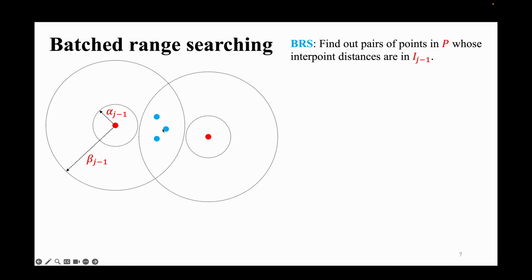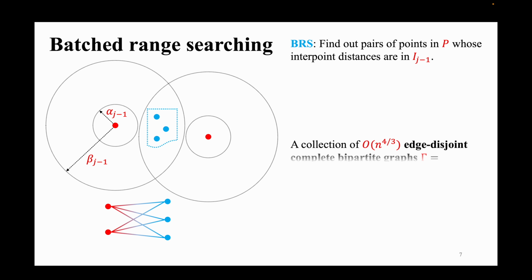Now let's consider another red point in P. We can see that those 3 blue points are also in the ring region corresponding to this red point. So actually we can pack them up and build a complete bipartite graph with respect to these 2 red points and 3 blue points like this. And this can be used to record this information.